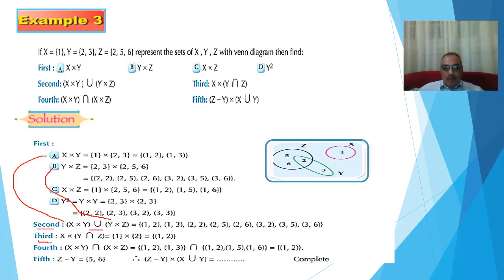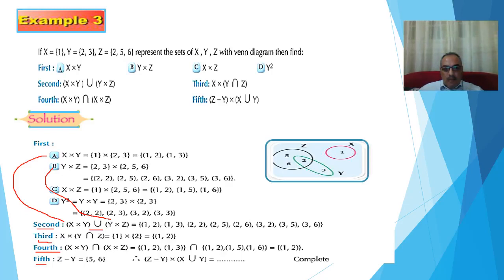Third, X product the intersection between Y and Z. Y and Z have one element in the intersection, so the product is 1 product 2, the ordered pair (1, 2), one element. Now, X product Y intersection X product Z: (1, 2), (1, 3), and so on.